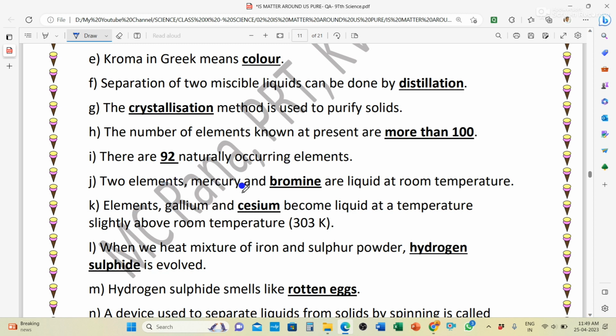Two elements, mercury and bromine, are liquid at room temperature. Elements gallium and cesium become liquid at a temperature slightly above room temperature, that is 303 Kelvin. It is cesium, gallium and cesium.